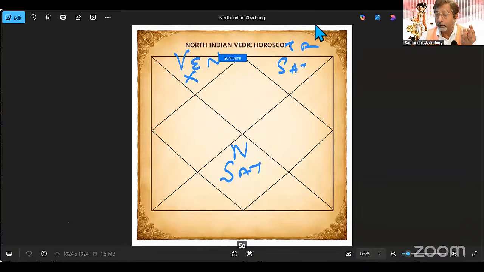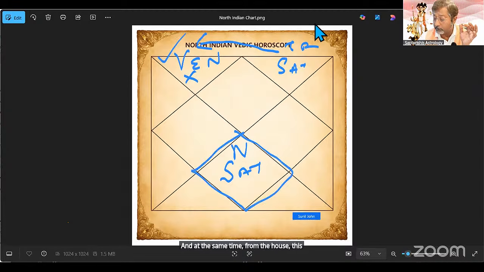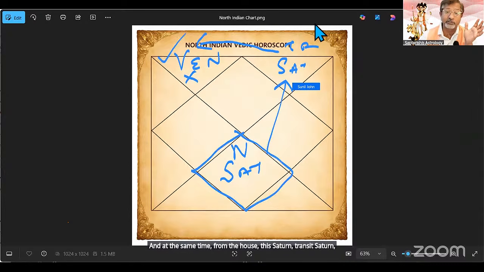So one, the seventh lord is aspected directly. Second, Karaka Bhav, the significator, is aspected, associated. And at the same time, transit Saturn is in the 6th from that house.